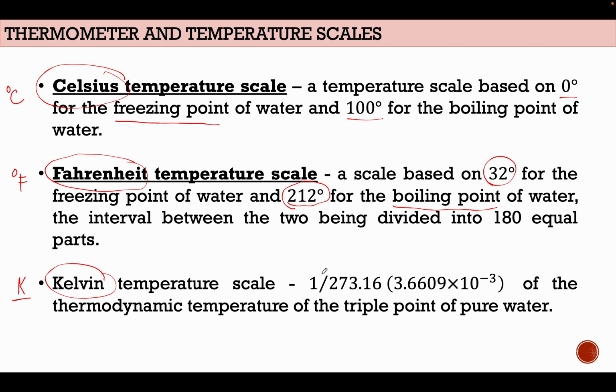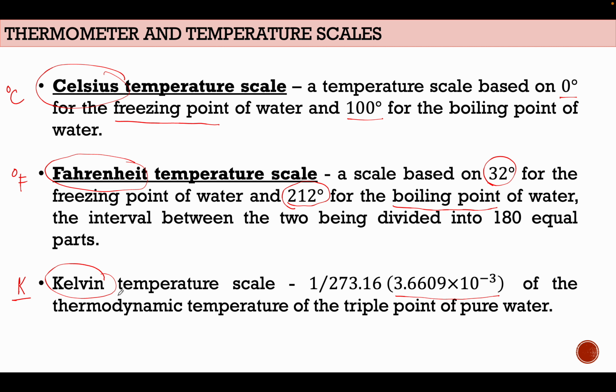Okay, so the Kelvin temperature scale is 1 over 273.16, or equivalent to 3.6609 times 10 to the power of negative 3, of the thermodynamic temperature of the triple point of pure water.